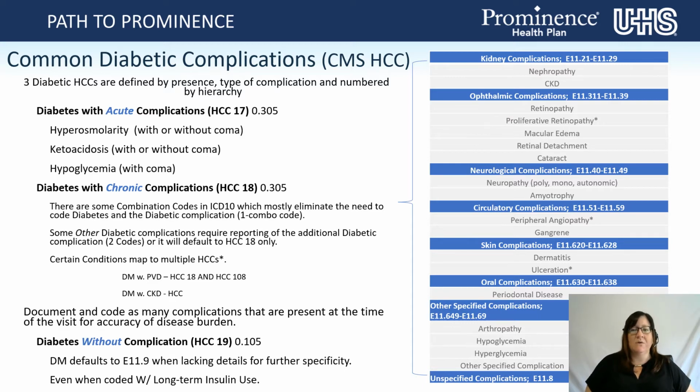Also, document and code as many complications of the diabetes that are present at the time of the visit for accuracy of disease burden. Anything that's not given discrete details in your clinical documentation to code to that highest level of specificity will automatically default to E11.9 when the lacking details are not in the documentation, even when coded with long-term insulin use. So just a few of the actual diabetic complications here on the right.